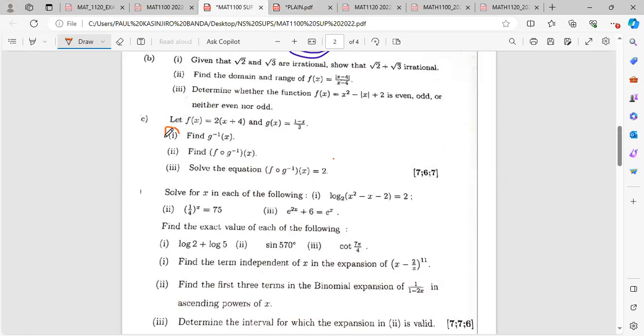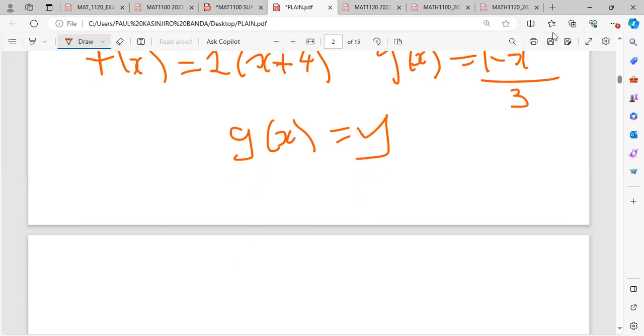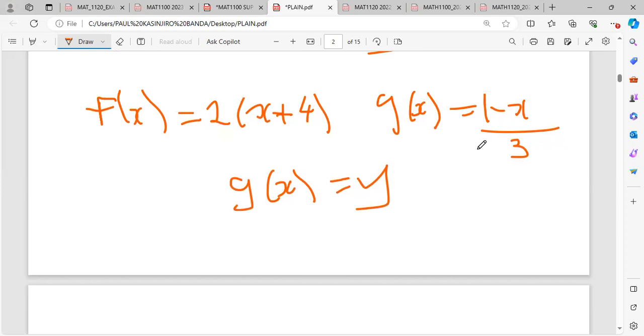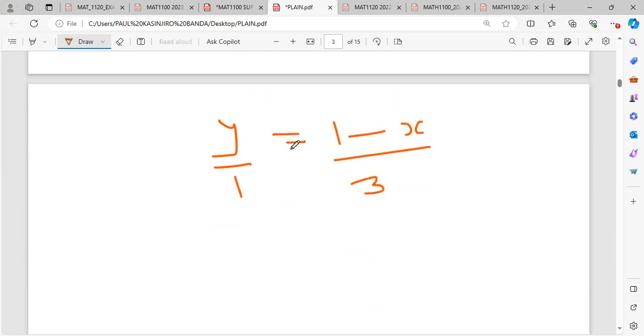So the first question they are saying, find the inverse of g. So how do we find the inverse of g? This is a very simple question. We just let g of x be equal to y. Then in that equation, wherever there's g of x, we replace it with y. So y is equal to 1 minus x over 3. Over 1, then we cross multiply. When you cross multiply, you get 3y is equal to 1 minus x.